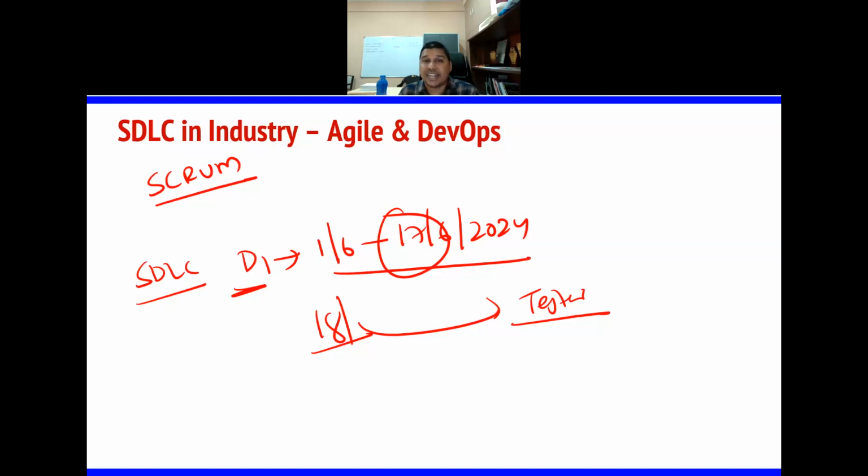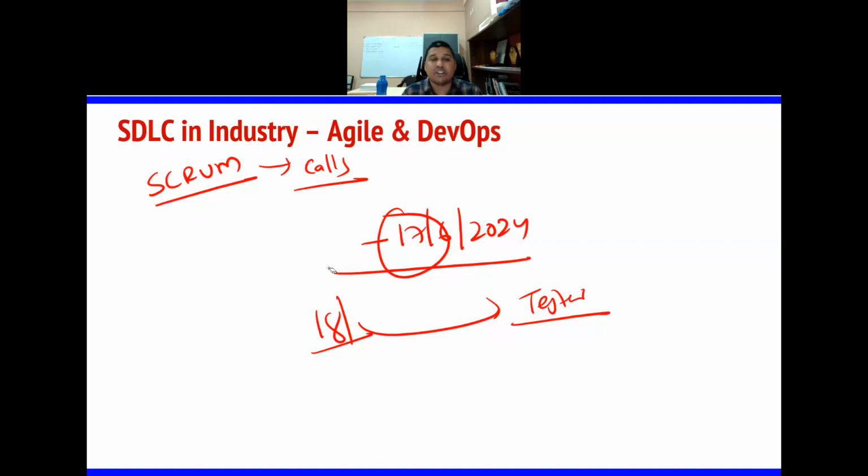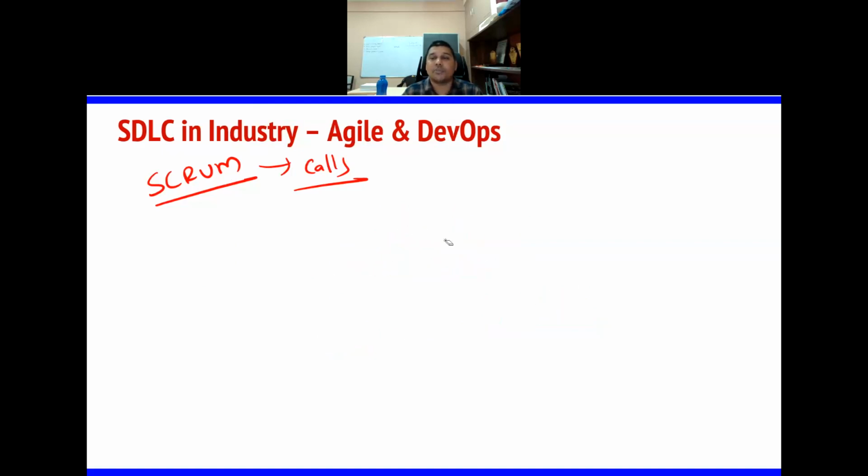Okay, so to make sure that developer one is working effectively in the project, in Scrum they have Scrum calls every day. What is this call? Scrum calls. Every day there will be a stand-up meeting, a stand-up call, they say. If you know some of your seniors or friends or cousin brothers working in the industry, you will know about the stand-up call. What is the stand-up call?